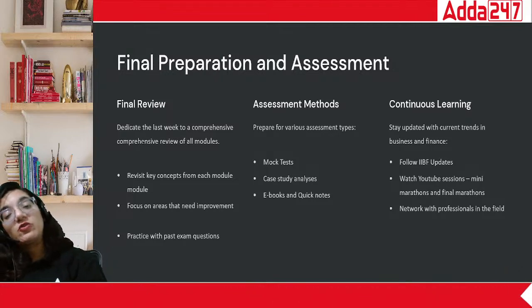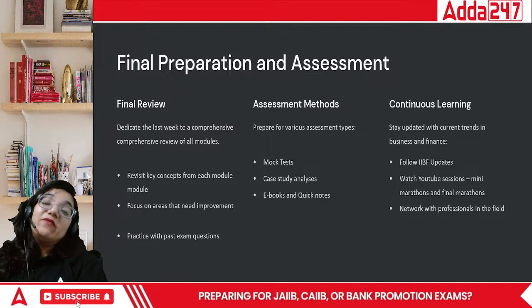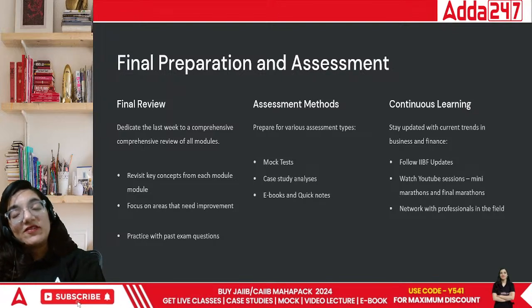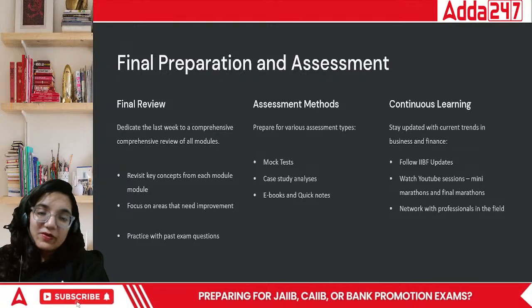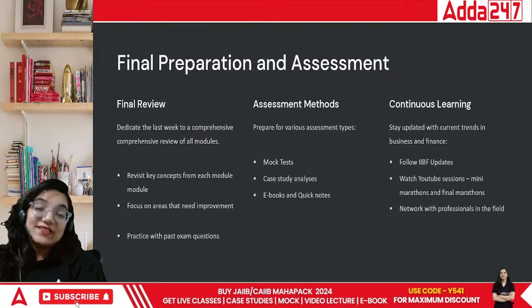Then assessment methods. Whenever you're looking forward towards assessments, then try the mock test. Quick tests are there, and even case studies are also given to you. Along with this, you can study the particular reference from the ebooks, as well as the quick notes is something that you should prepare. Ebooks is ours, and e-notes or quick notes should be yours.